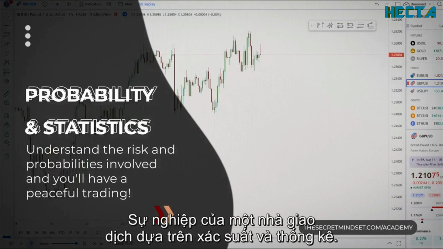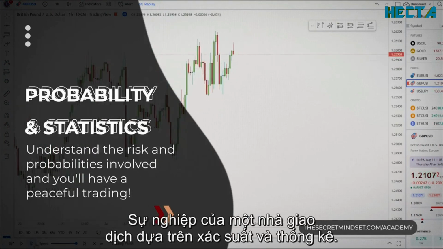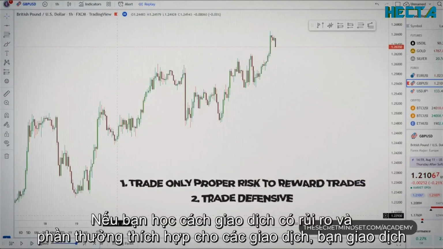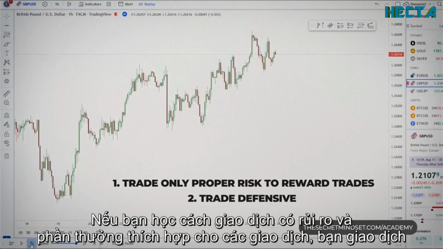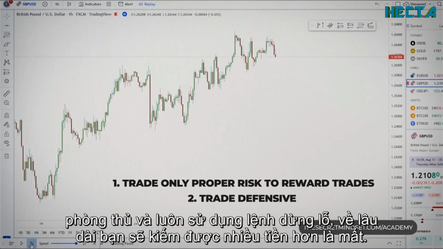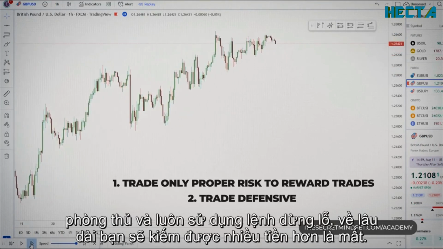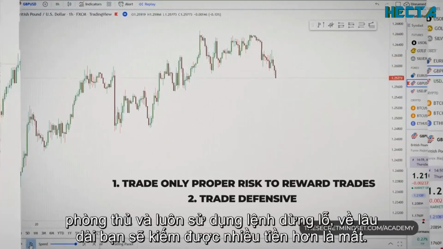A trader's career is based on probability and statistics. If you learn to trade proper risk-reward trades, you trade defensive, and you always use a stop loss, in the long term, you will make more money than you will lose.